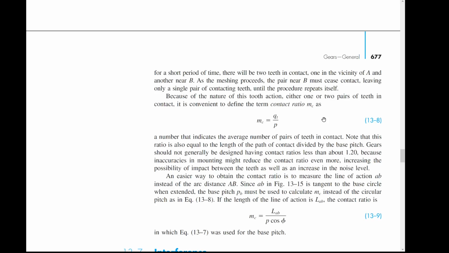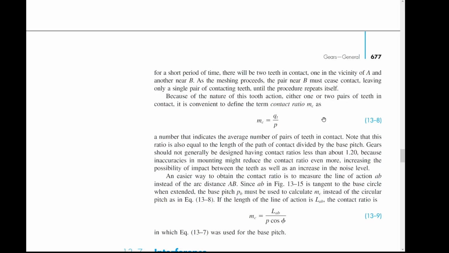Note that this ratio is also equal to the length of path of contact divided by the base pitch. Gears should not generally be designed having contact ratios less than about 1.20, because inaccuracies in mounting might reduce the contact ratio even more, increasing the possibility of impact between the teeth as well as increase in noise level. Okay, just stick with these rules.